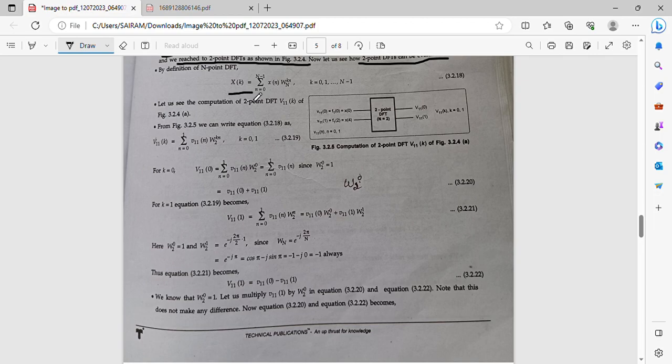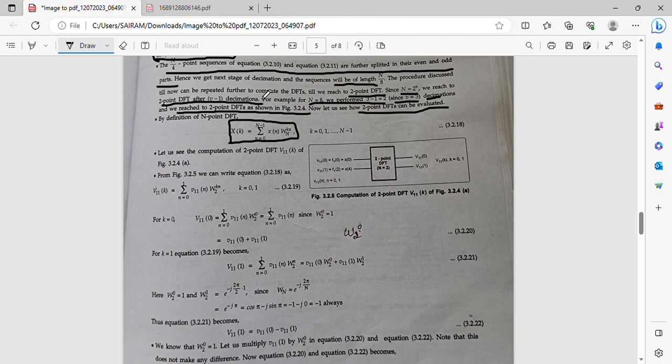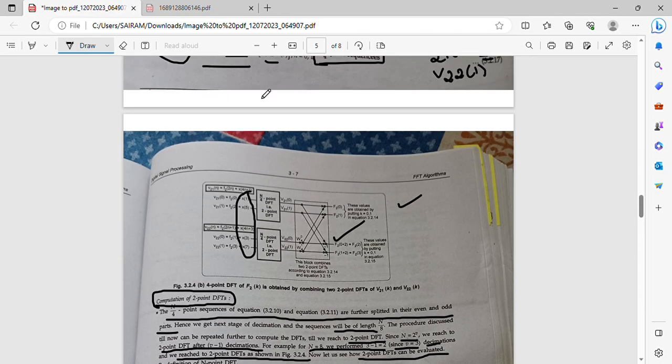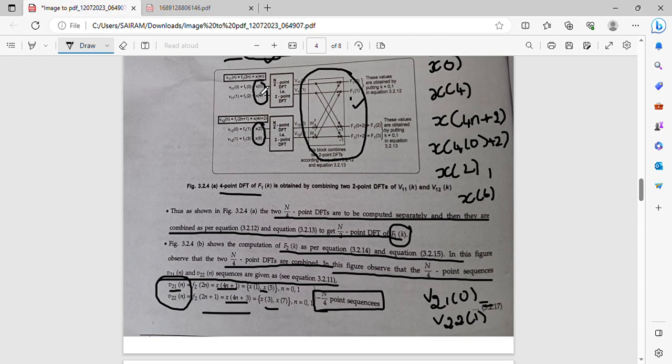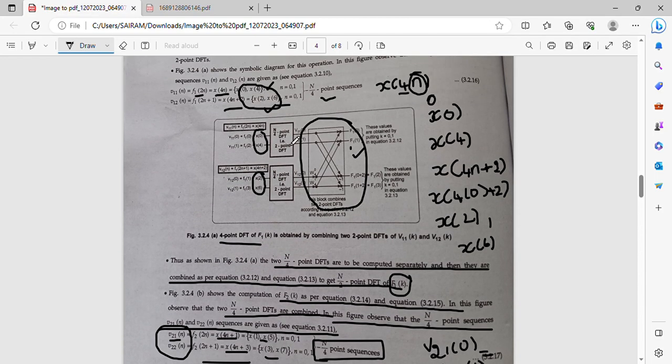So this is the n-point DFT by the definition. It is X of k is equal to the sum from n is equal to 0 to n minus 1 of x of n into omega n to the power of kn, right? Yes, and here you can see the computation of 2-point DFTs V11 of k in figure 3.2.4a. So this is one diagram.